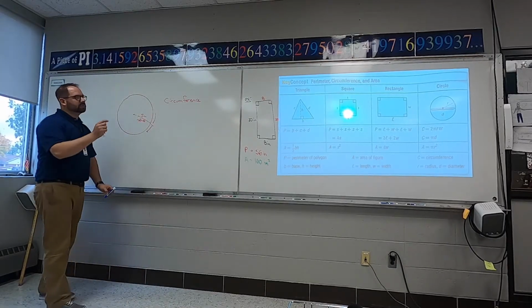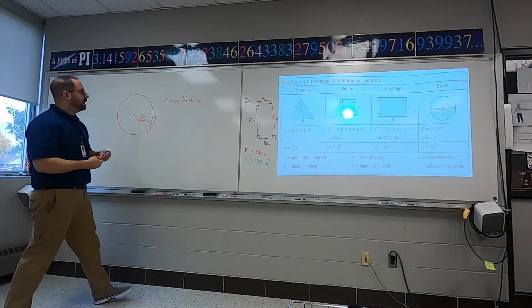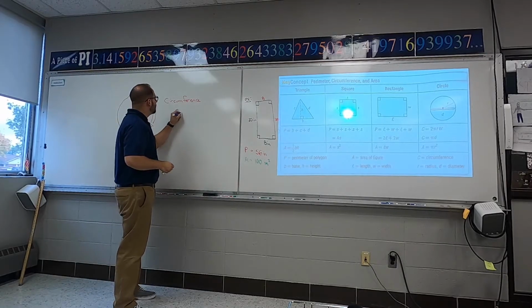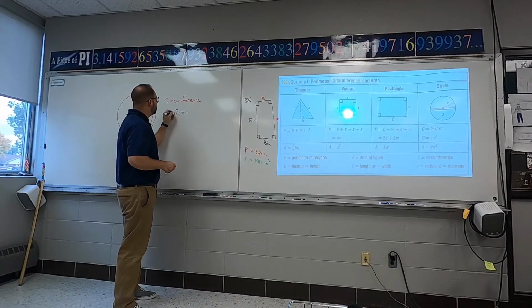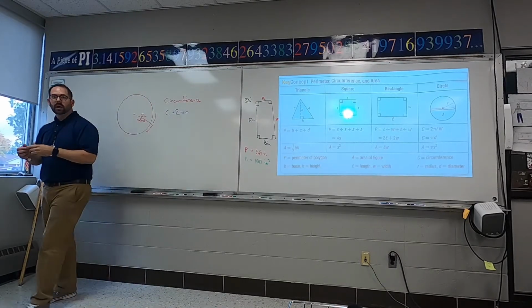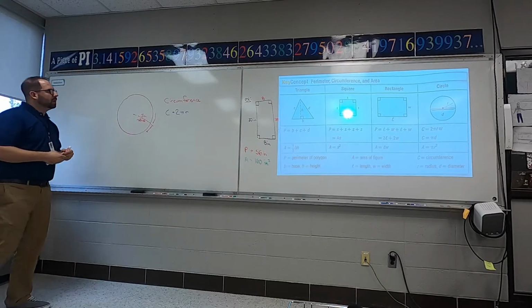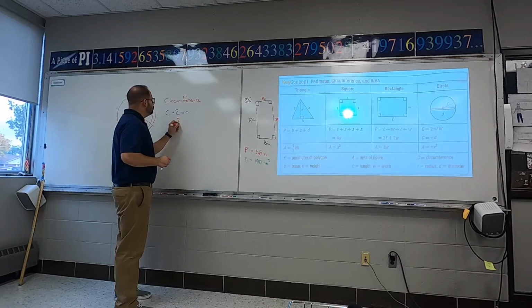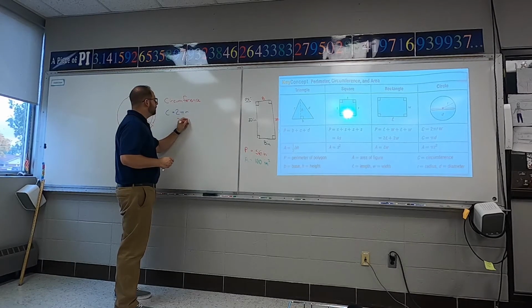Now, for circumference, we have a formula. You can see it over there. It's 2 times pi times r. That's the formula that you have for circumference. Or, if you rearrange those, you could have it as 2 times r times pi.